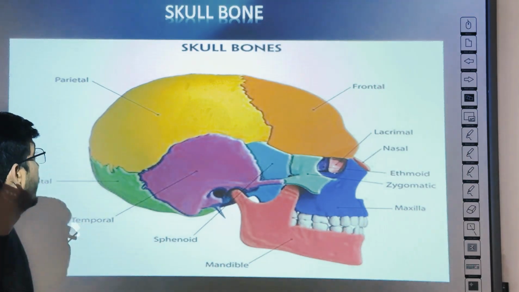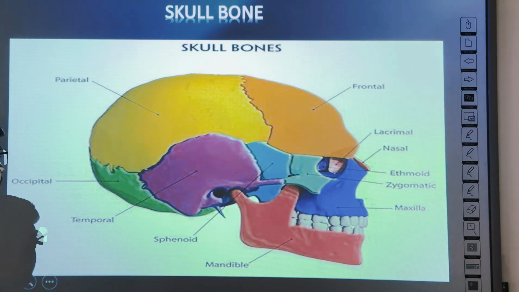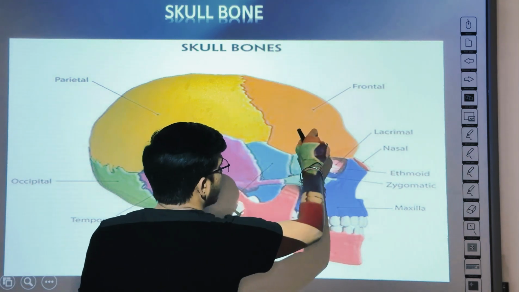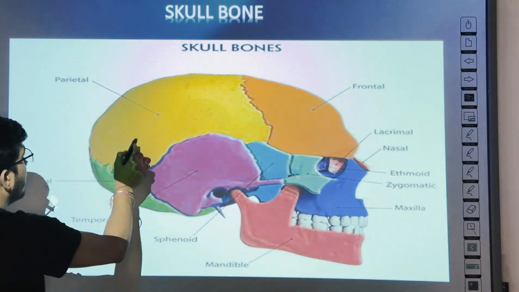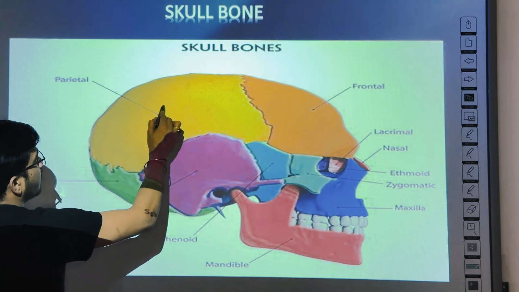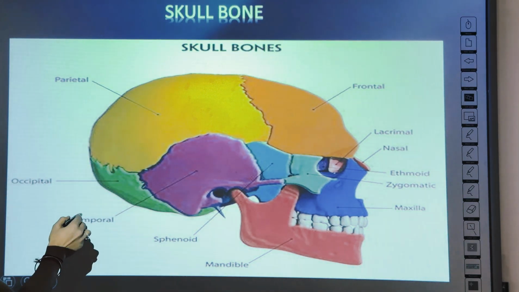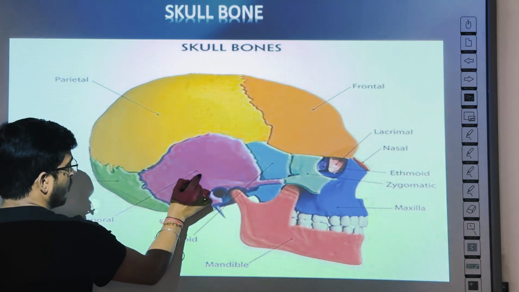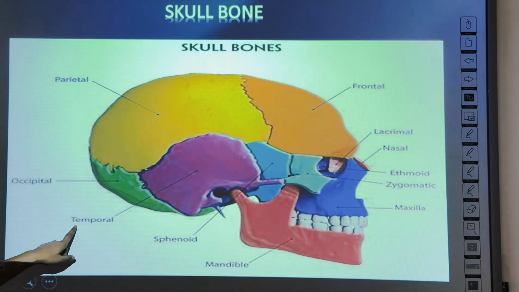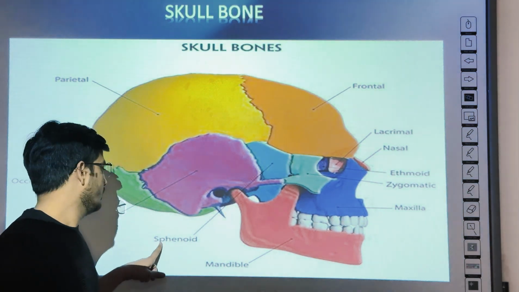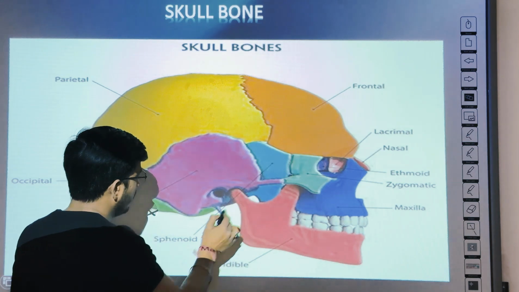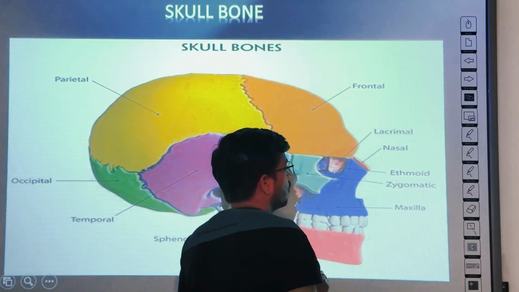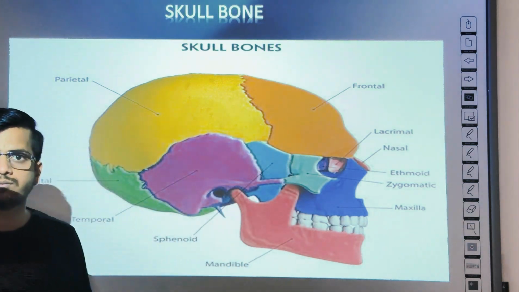In this diagram, I will show you the 8 neurocranial bones. First of all, we start with the frontal bone, which is unpaired. Then we have the parietal bone, which is paired. Then the occipital, which is unpaired. Then the temporal bone, which is paired. Then the sphenoid bone, which is unpaired. Then the ethmoid bone, which is also unpaired.